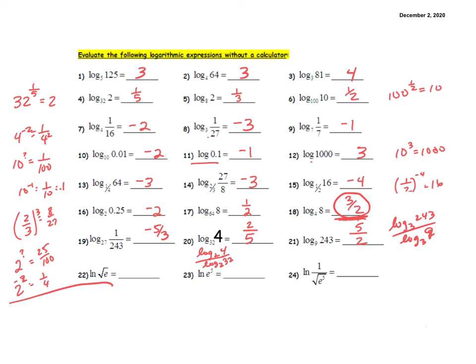22 is the natural log of the square root of e, which is really the natural log of e to the 1/2. So what that's really asking you is e to what power equals e to the 1/2, and of course, who's buried in Grant's tomb? None other than 1/2.